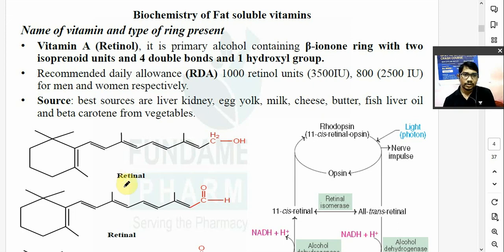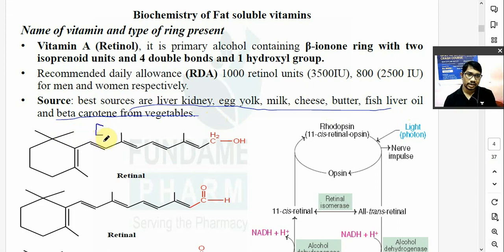याद रखना आपको, beta carotene is known as a pro vitamin A because after hydrolysis of beta carotene you will get two molecules of retinol. इसके ऊपर भी क्वेश्चन आ चुका है. One beta carotene will give you two molecules of vitamin A.